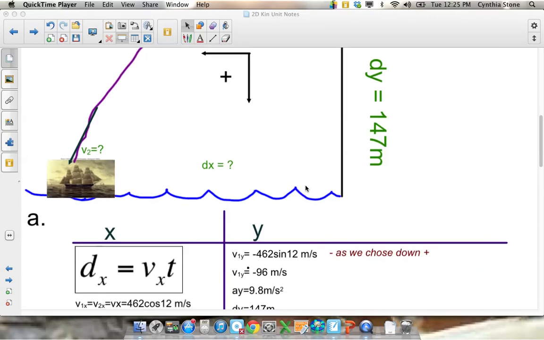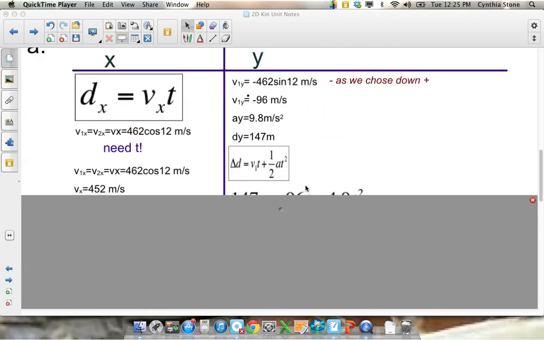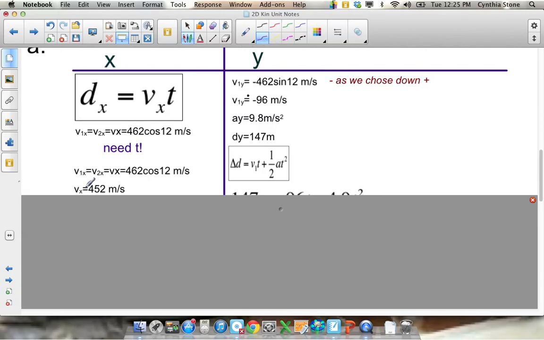If you need more time, just pause. So just to begin, x and y direction, let's look at the x. Again, there's only one formula, just write it down right away so you don't get confused. We know dx and we know vx because it's 462 cos 12, which works out to about 452. I'm guessing that's not exact. I probably should have put an approximately equal to on there. So that's 452. And that's, again, the only information. We don't know t, and we want to find dx. So there's nothing else I can do on the x side.